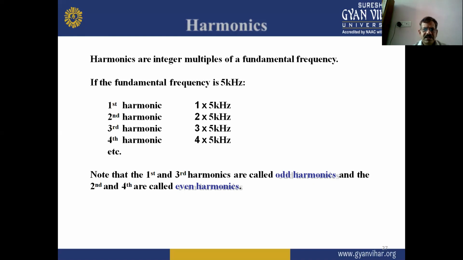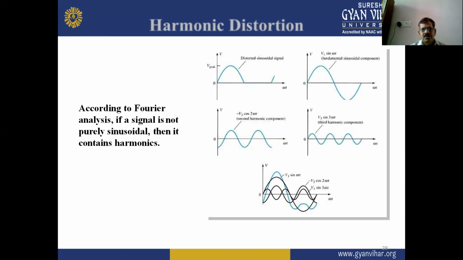Note that the first and third harmonics are called odd harmonics, and the second and fourth are called even harmonics. There are both types of harmonics present in power amplifiers, odd harmonics as well as even harmonics. From these different waveform diagrams, according to Fourier analysis, if a signal is not purely sinusoidal, then it contains harmonics or distortions. So in harmonic distortion, the signal is not a pure sinusoidal signal.